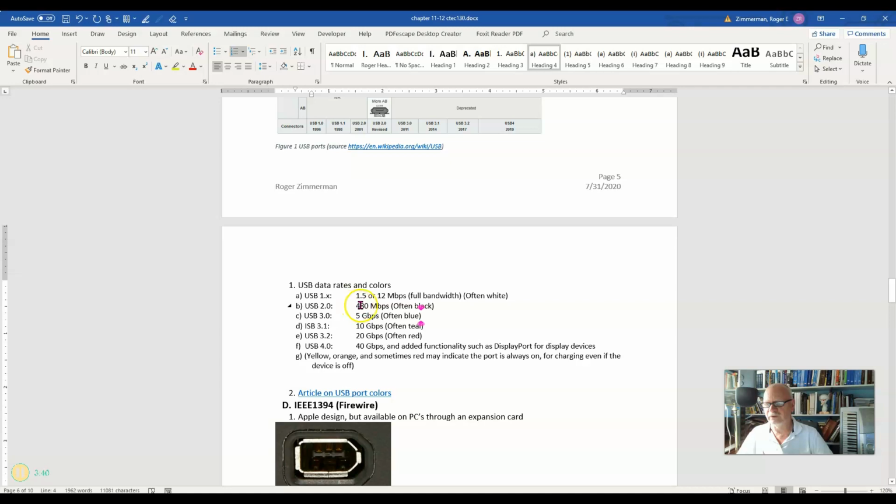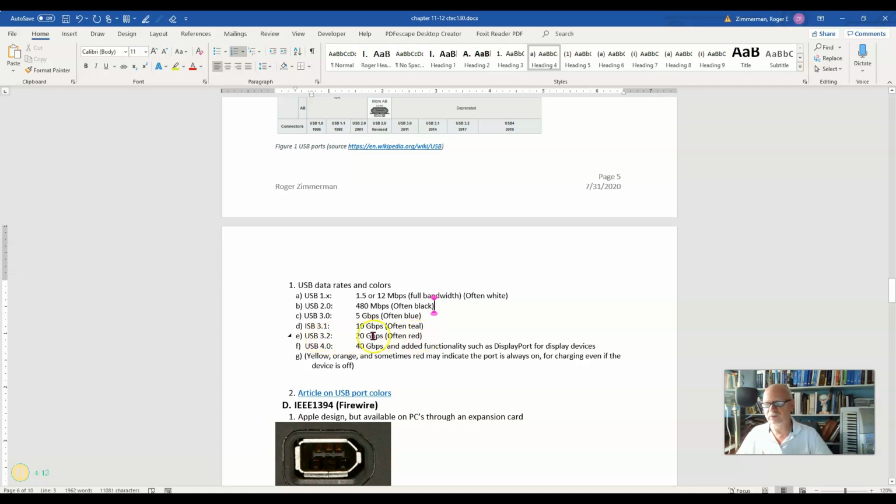USB 2, 480 megabits per second, and often those are now black today, although many of the black ones you see are earlier USB 1s before we started making a differentiation. USB 3s are often blue, and they'll run 5 gigabits per second. USB 3.1 can run 10 gigabits per second, and it's kind of a teal color, which is sort of a green-blue. Some people call it green, some people call it blue. It all depends on your color perception.